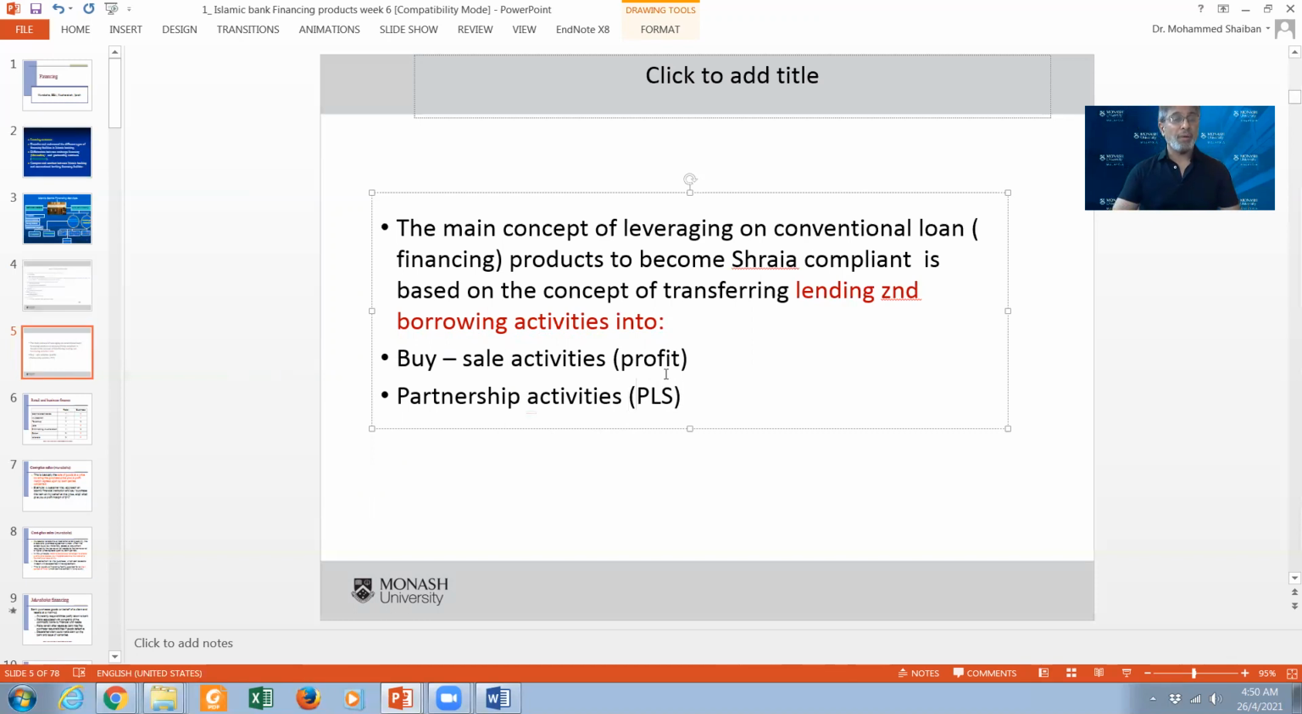Now, when I said mu'awadat, this is the mu'awadat, which is the exchange of profit. And this is actually the musharakat, which is PLS. So this is the exchange contract, and this is the partnership contract or musharakat, just to understand it.